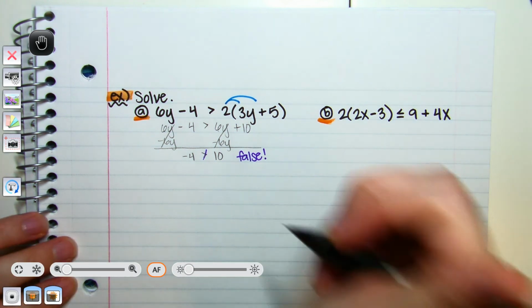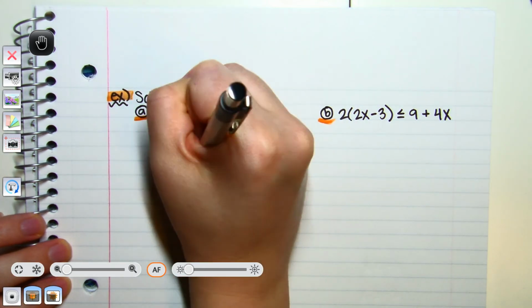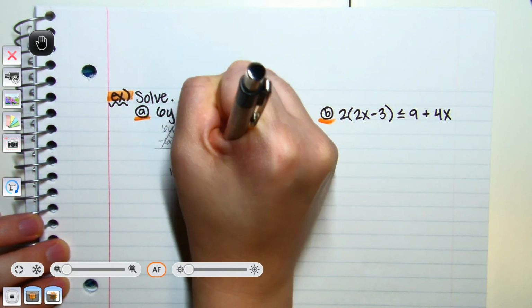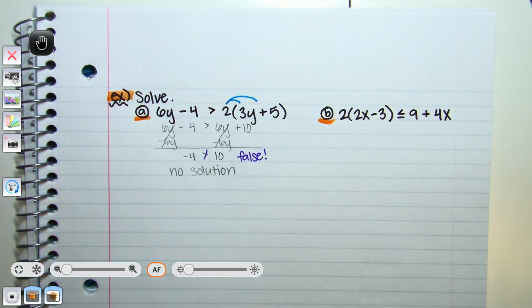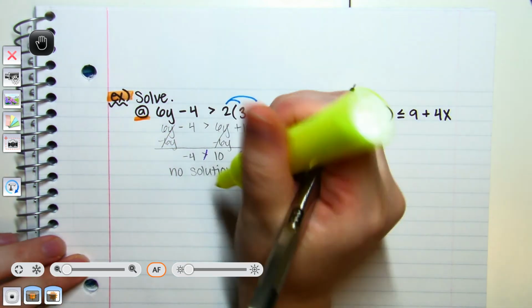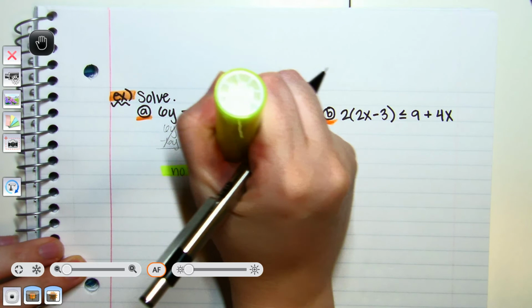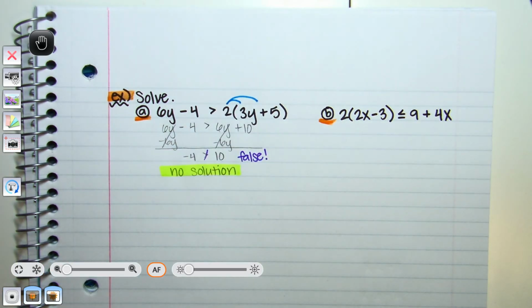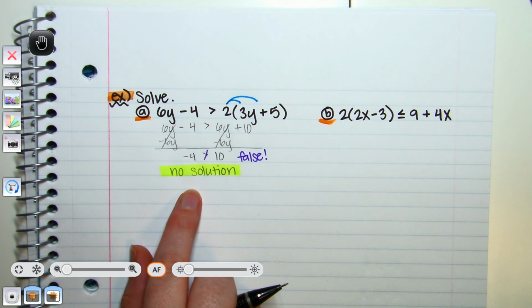So because that's false, that means this has no solution. There is no possible value of y that I could plug in that would make this inequality true. Which means if I were to try to graph this, my graph would have no points and no shading on it, because there's no possible answer that works.